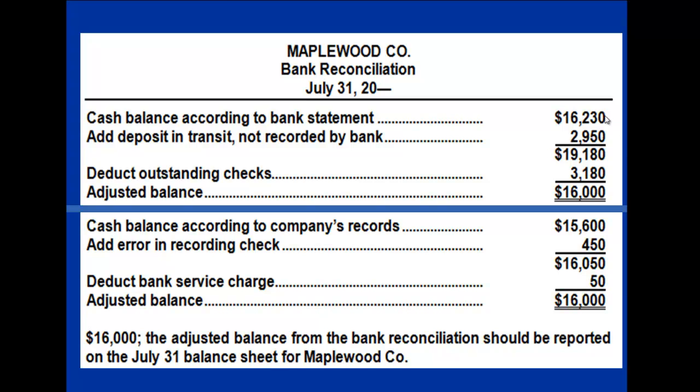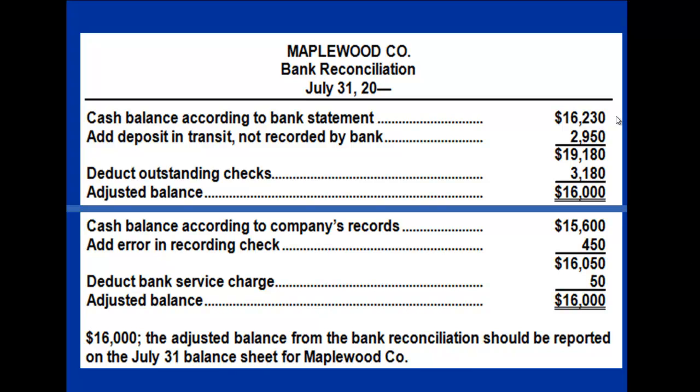So we start with the bank, we work our way down, we get this adjusted balance, and then over here the other side of the bank reconciliation is to take care of the books side. According to our books, our company records, we had $15,600. It was a mistake we made in recording the check. In order to fix that, we're going to need to add that back, and we're going to need to subtract the service charge. When we're done, we get $16,000. This is the amount that should show on the balance sheet. It should show on the financial statements.